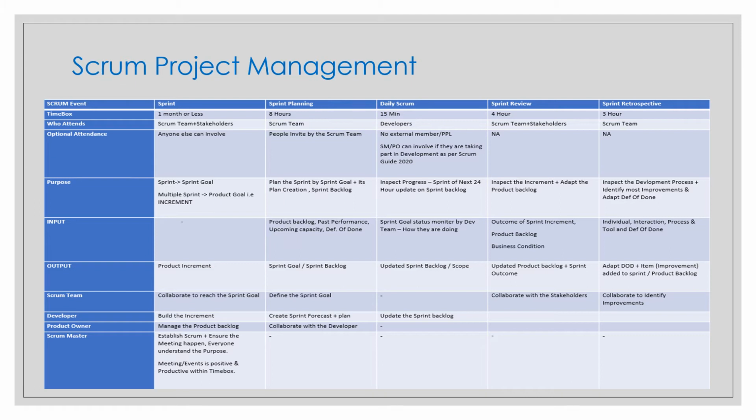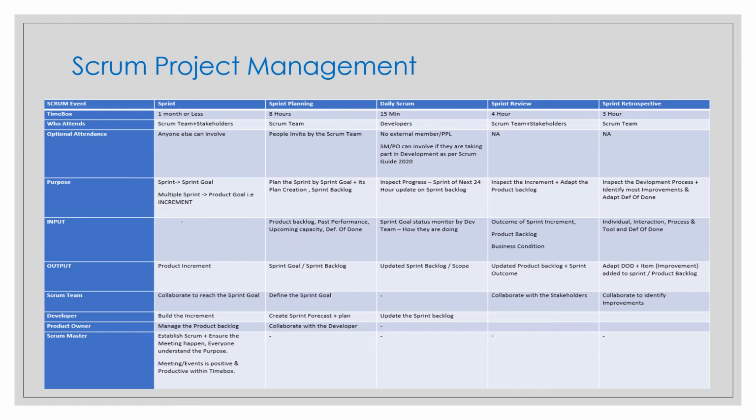And in your review meeting, your input will be the outcome of your sprint increment, whatever is the result, your product backlog, and your business condition. And the output is, because here in your review meeting you are meeting with the stakeholders and discussing the output and the increment. If anything is not a part of the increment, not a part of the release, it will go back to the product backlog. The product owner will think on the market condition, business condition, and the release date can be decided.